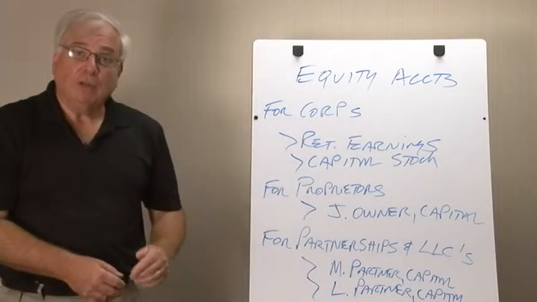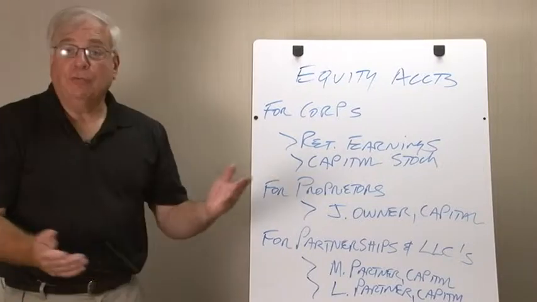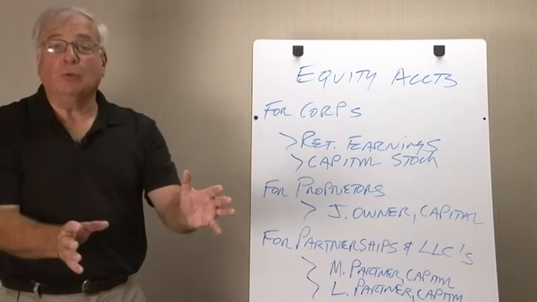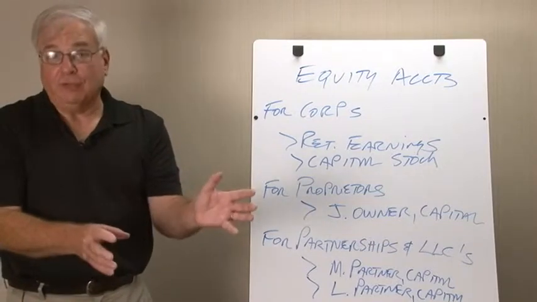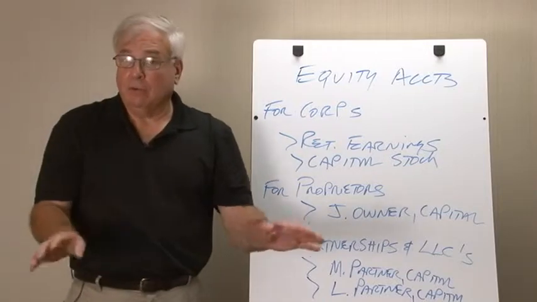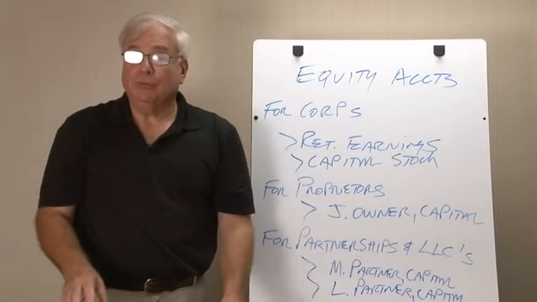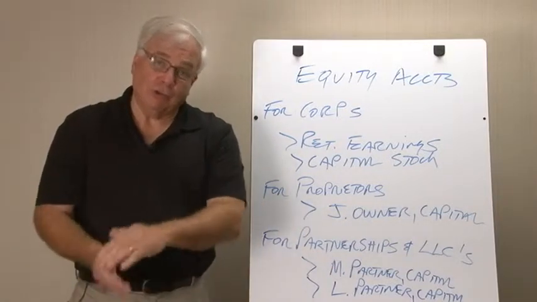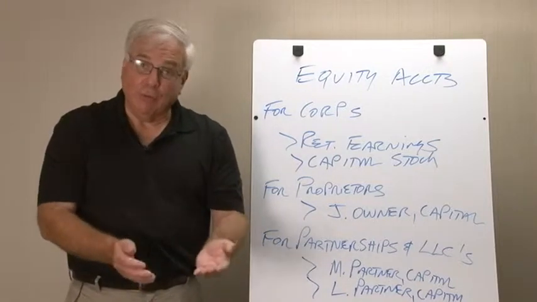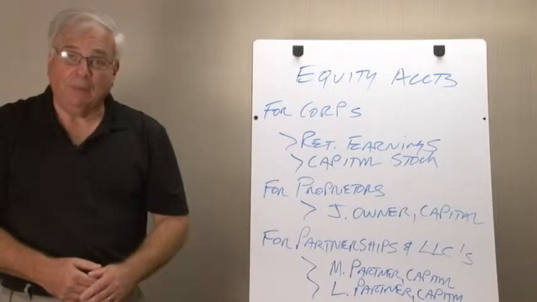If the company is organized as a proprietorship, it's very easy. The owner has a capital account, and that's the sum total equity of the business at that point, whatever that balance is. A partnership or an LLC with multiple members, each partner in the partnership or member in the LLC will have a capital account of their own, which will be summarized at the bottom.